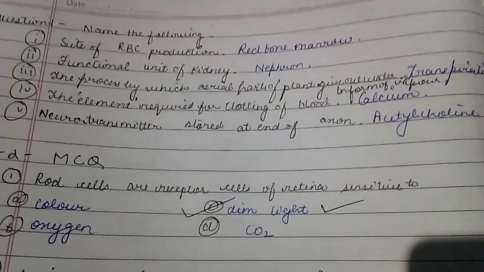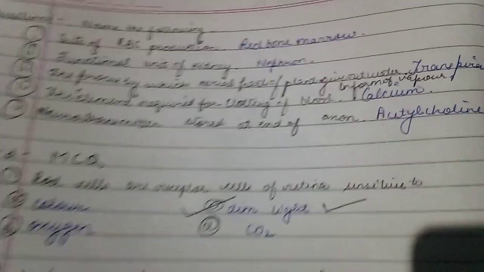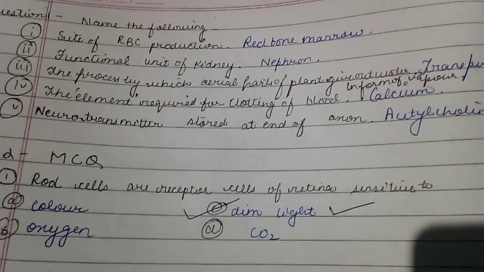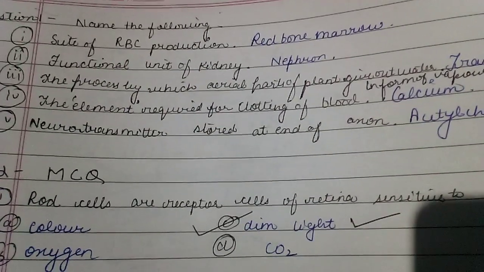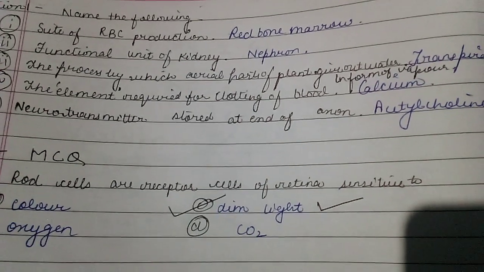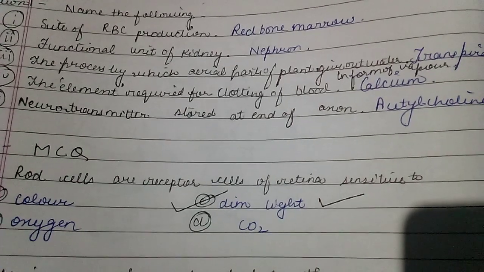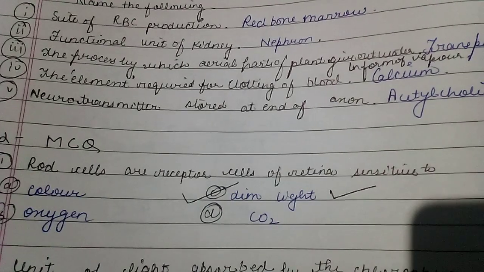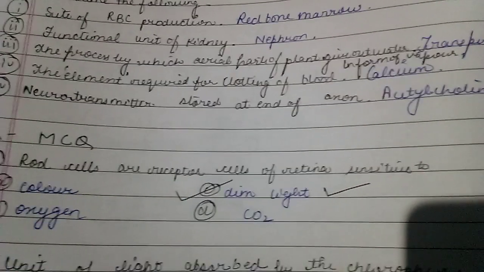So let us revise some more questions side by side related to the questions which are here. The site of RBC production is red bone marrow, and the graveyard of RBC is spleen. The functional unit of kidney is nephron, and the functional unit of brain is neuron. The process by which aerial parts of the plant give out water in the form of vapor is transpiration, but the process by which the leaves of the plant lose water in the form of water droplets is known as guttation. The fourth one, the element required for the clotting of the blood is calcium, and the vitamin required for the clotting of the blood is vitamin K.